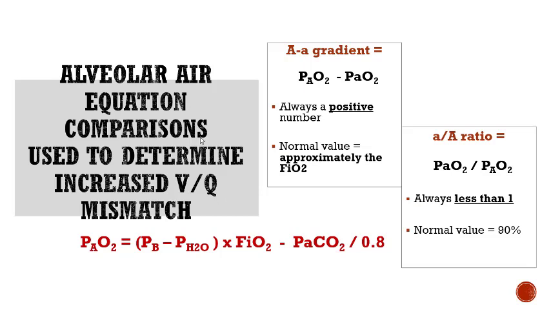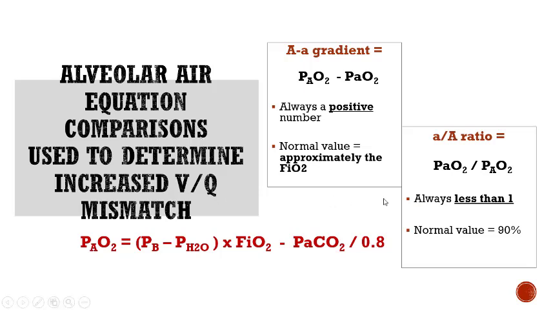So we always have a normal level of VQ mismatch because of that anatomical dead space and that anatomical shunt. Usually it's anywhere between 5 to 10, but if you start to get a wider difference, then we're going to be concerned about an increased VQ mismatch.